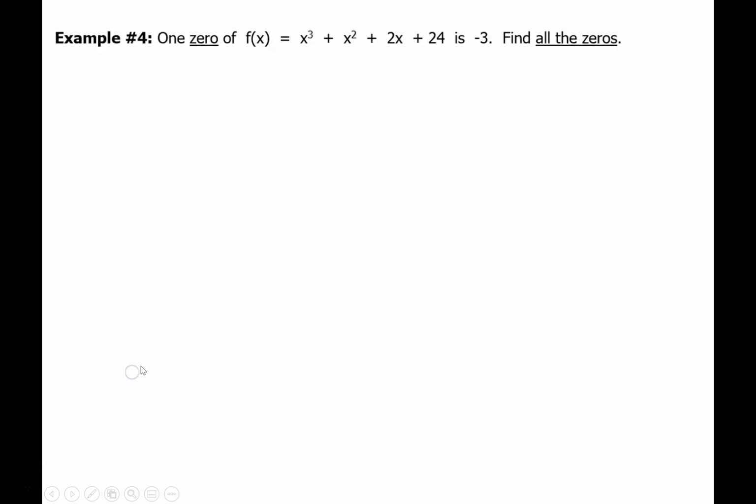So let's do one more. This one does have a little bit of a doozy at the end, so I want to show you a harder one too. All right, so let's work through all of these steps. One zero of f of x is negative 3. Find all the zeros.